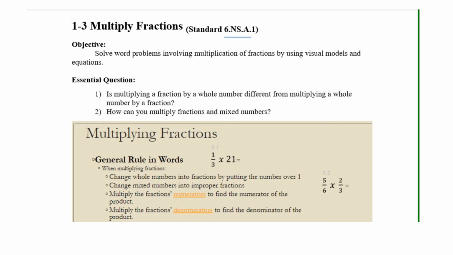This is page number 7 in your binder. The objective is to solve word problems involving multiplication of fractions by using visual models and equations. That is a 5th grade standard. In 6th grade, we want to focus on the division of fractions. So this is a really important lesson to focus on material that you should already know how to do.